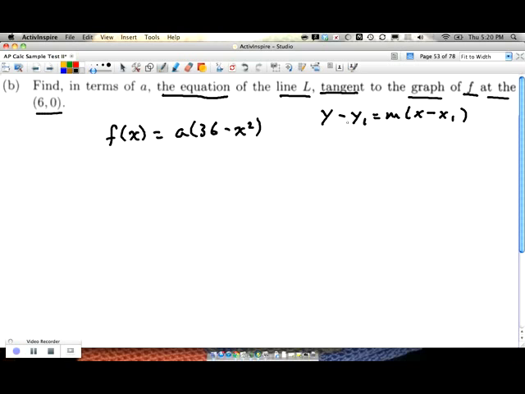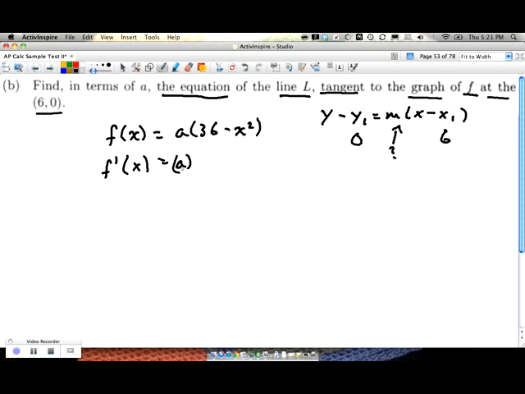We need to find x1, y1, and m. We already know x1 and y1. That's 0 and 6. Whoops, those are backwards. Let's do those backwards. This is 0 for y and 6 for x. So we just need to know what is m. Well, to figure out m, we've got to take the derivative and evaluate it at that x point. So let's first start by taking the derivative.